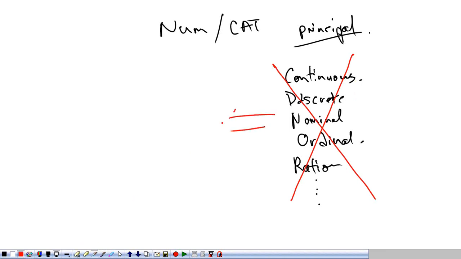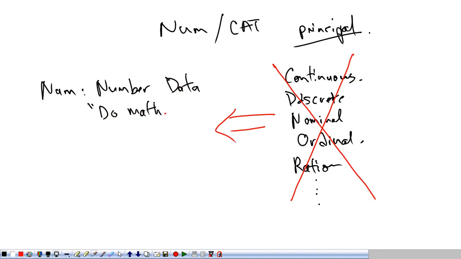All of these things are going to be mapped into one of two things. The first thing is number data, which we'll call num. This is data that I do math on. I can subtract it. I can add it. A good example of this would be turnaround time or wait time in line. Steve, if you and I were standing in line and you waited 10 minutes and I waited 12 minutes, I would have waited 2 minutes longer than you did, right? I could do math on that. I could take 12 minus 10 and it means something.